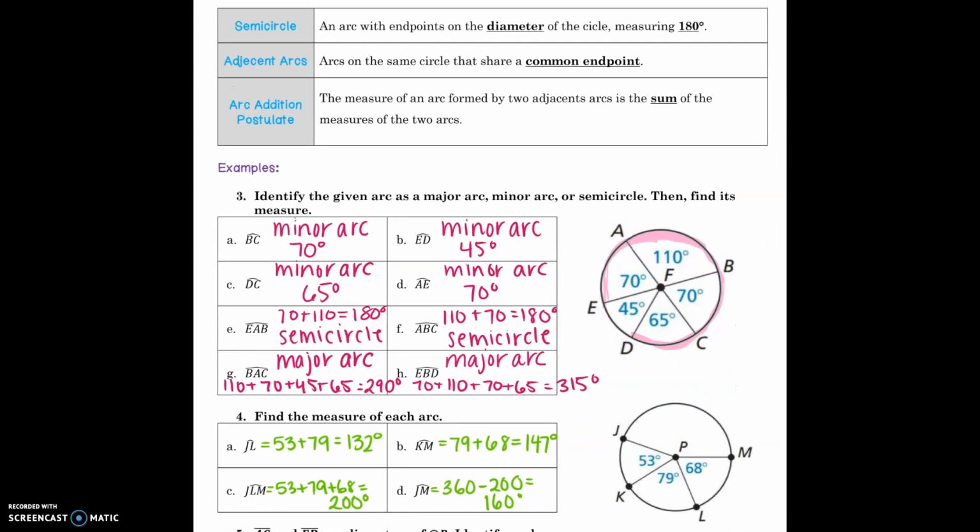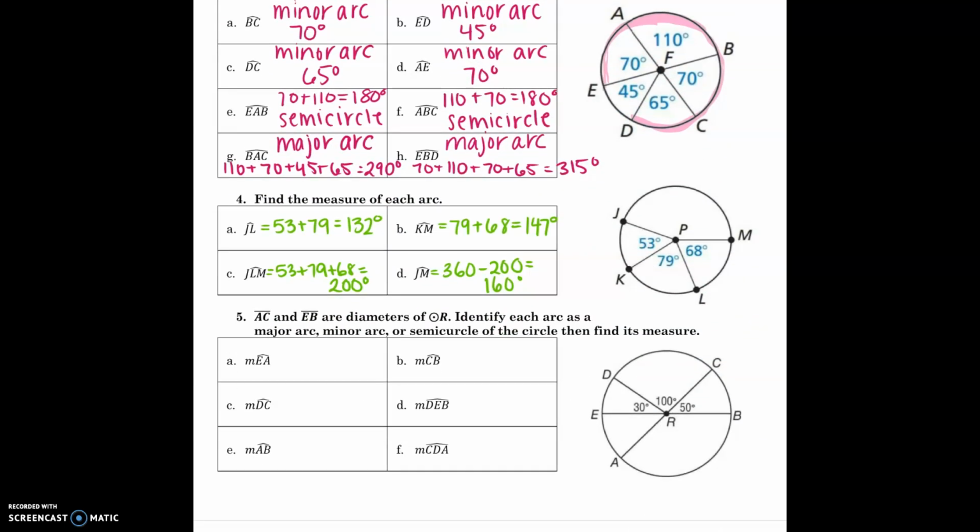So for example 4, for the measure of arc JL, you should have gotten 132 degrees. The measure of KM is 147 degrees. The measure of JLM is 200 degrees. And for the measure of JM, we had to take the measure of an entire circle, 360, and subtract the arc JLM, which measures 200 degrees, and we got 160 degrees. Let's take a look at example 5.